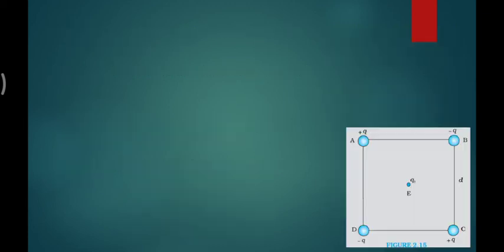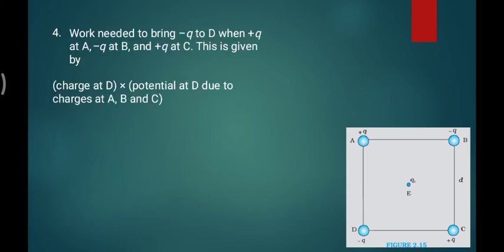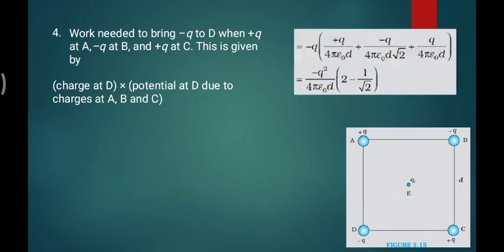Let's go for the fourth, where charges A, B, C are already present and D you are bringing. So the work needed to bring the minus Q charge to point D, while the charges at A, B and C are already present, is the charge times the potential of A, B, C at D. The distance between A and D is D, the distance between B and D is under root 2 D, and the distance between C and D is D. So this will be the minus Q charge times, sorry.